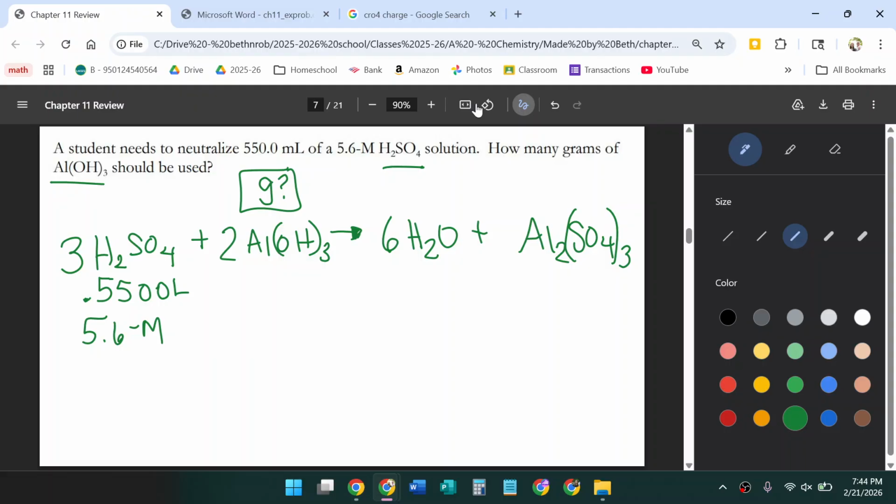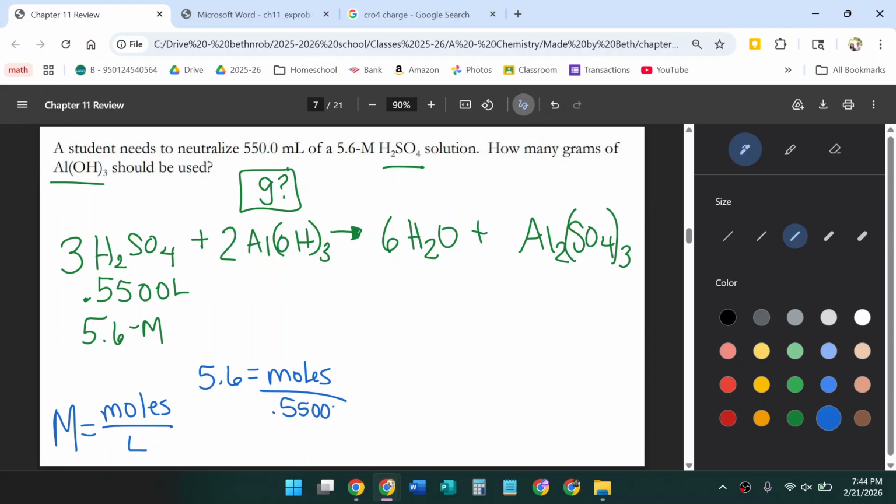For this, you'll need to know what your equation is for molarity. So M equals total moles per liter. They've given us the liters and the molarity. So 5.6 equals moles over 0.5500 liters. If we just take this number and multiply both sides by 0.5500 liters, we'll figure out how many moles we have of the H2SO4.